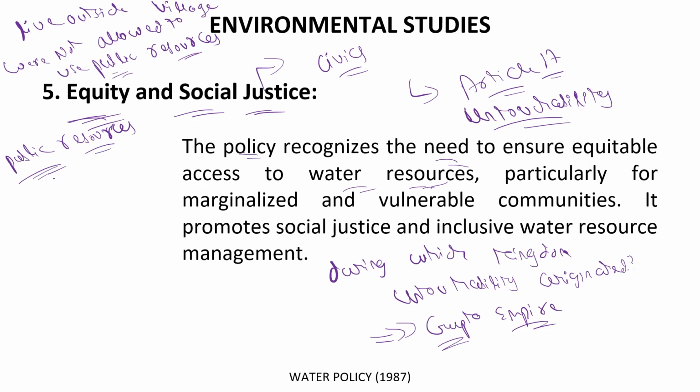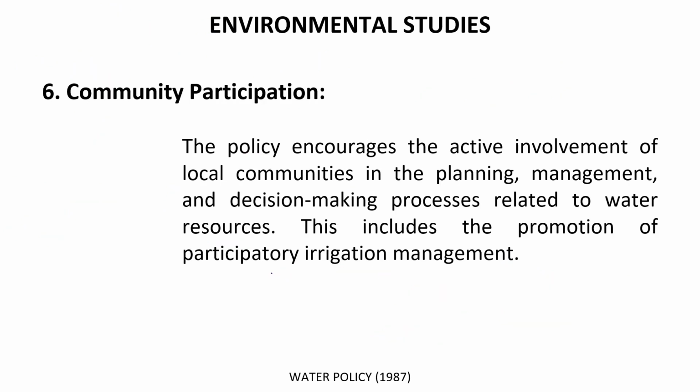But because untouchables were not allowed to use these public resources, the water policy of 1987 had a provision for them, like equity and social justice, which ensures equitable access to water resources, particularly for marginalized and vulnerable communities, or in short, you can say the untouchables. All right. It promotes social justice and inclusive water resource management. Okay. Now let's move forward.